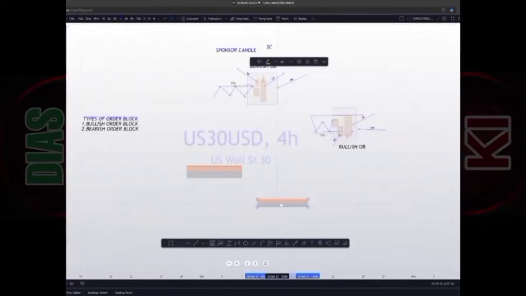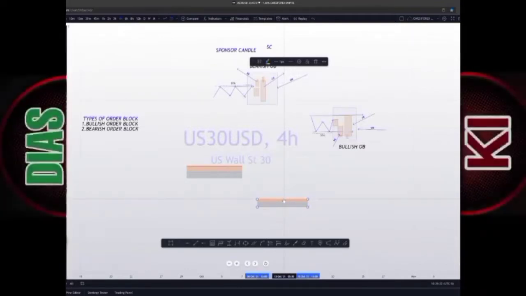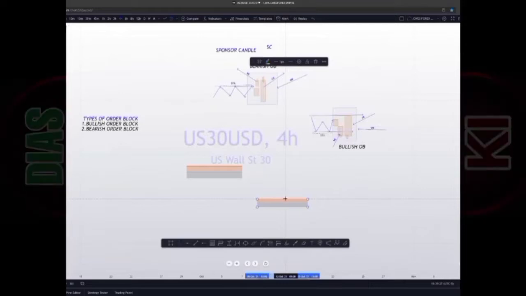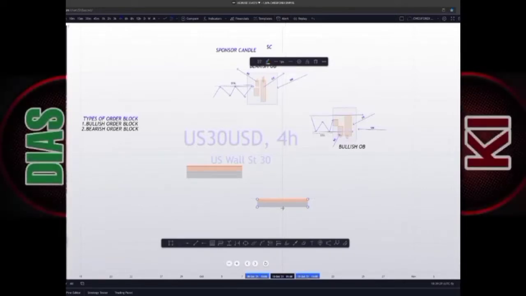On the bullish, this place is a 50%, which is the middle. And this place over here becomes my what? My 0%. If I'm going long, this place becomes my 0%, and this place becomes my 100%.